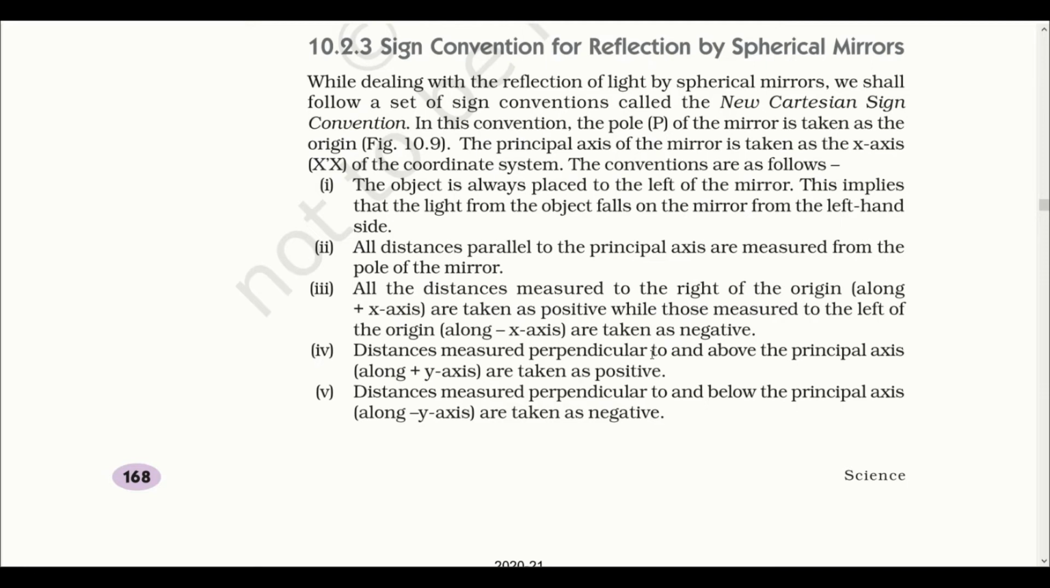Today we are concluding part 2 for chapter 10 Light, Reflection and Refraction from standard 10 NCERT syllabus. The topic would be sign convention for reflection by spherical mirror. But before we start the topic, let's understand a graph.